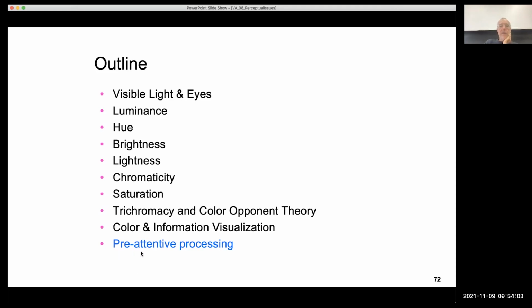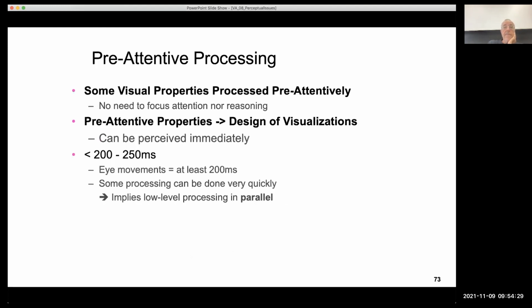Now we move to something that is a little bit different. I already discussed with you the idea of pre-attentive processing. It is related to the fact that the retina, the back of our eyes, starts some sort of pre-processing that is done very quickly without involving the brain. It is called pre-attentive because you have no need to focus attention or reasoning. Some visual properties are grasped quickly without stressing your brain.